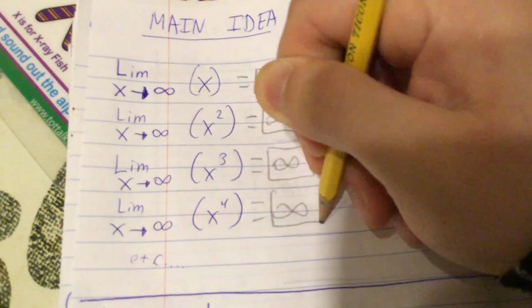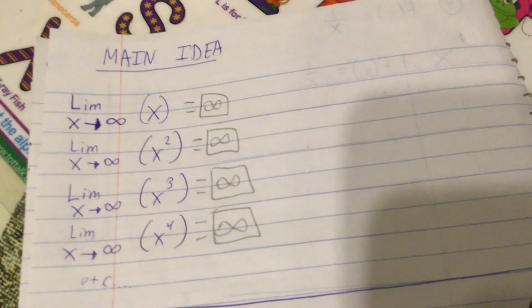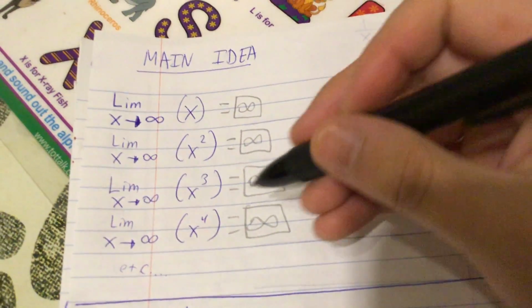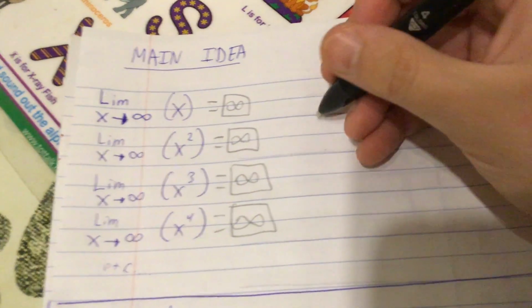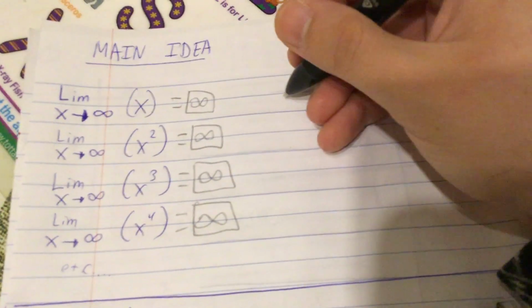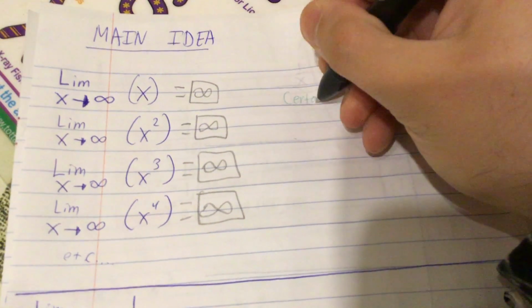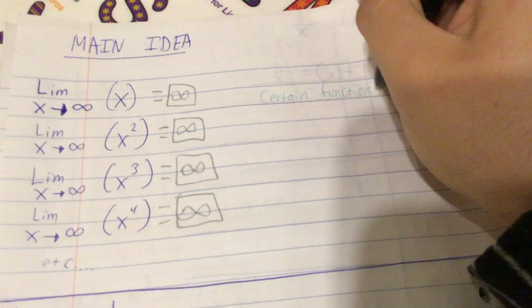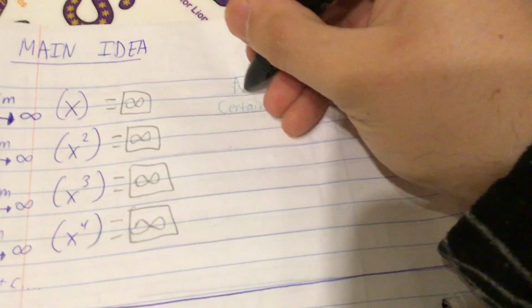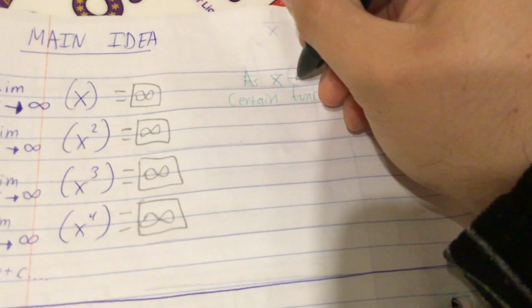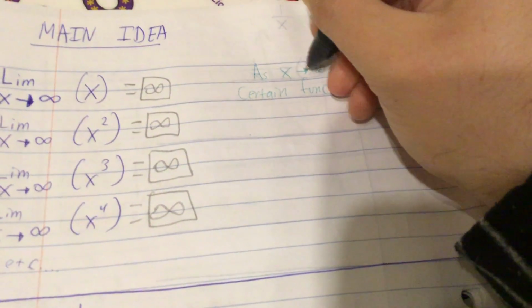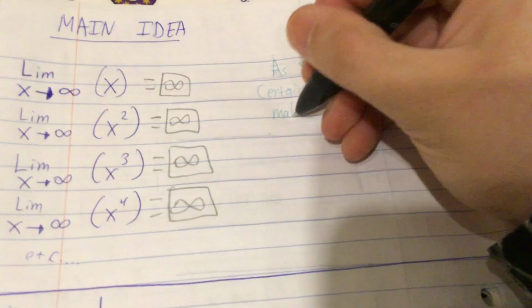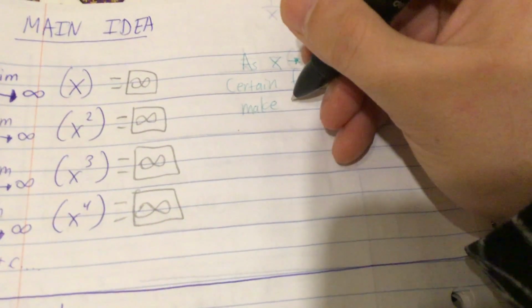But am I going to give you all these easy problems? No. However, the idea is, as x gets closer and closer to positive infinity, certain functions make y approach infinity much faster.